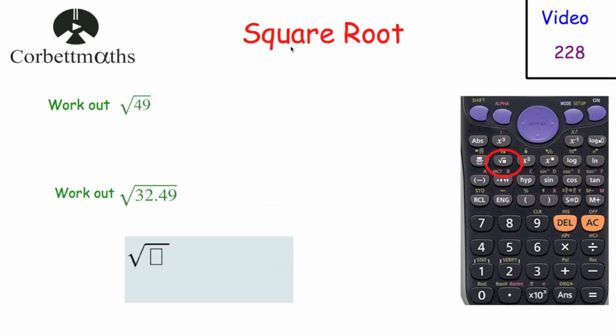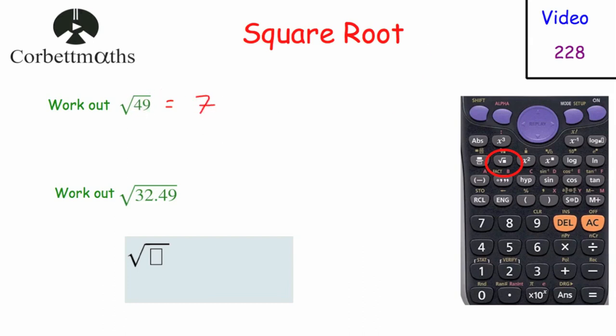Okay, our next topic is square root, and square root is the inverse of square, so it's the opposite operation. For instance, if you know that 5 squared is 25, the square root of 25 is 5. It's finding the number that you would multiply by itself to give that answer. The square root symbol looks something like this. Our first question says, work out the square root of 49. Well, 7 times 7 is equal to 49, so the square root of 49 is equal to 7.